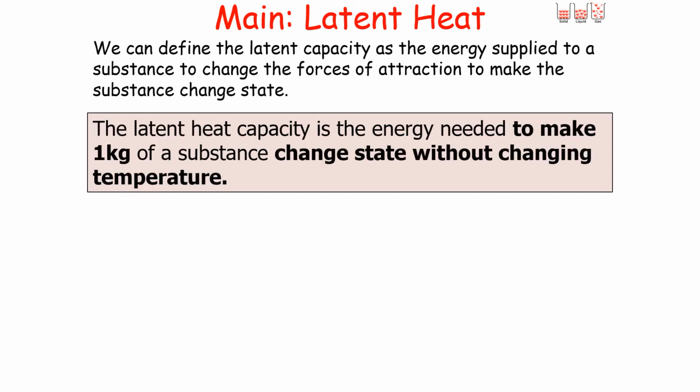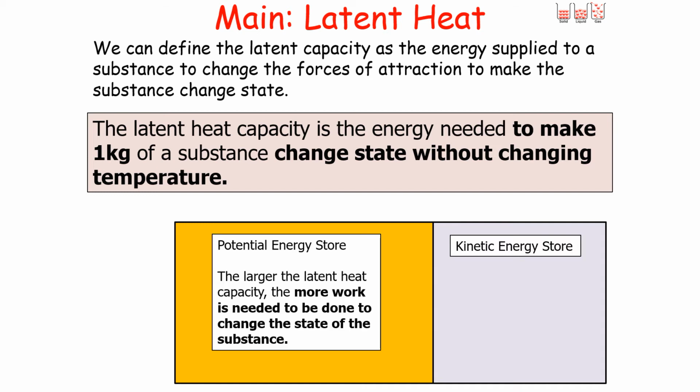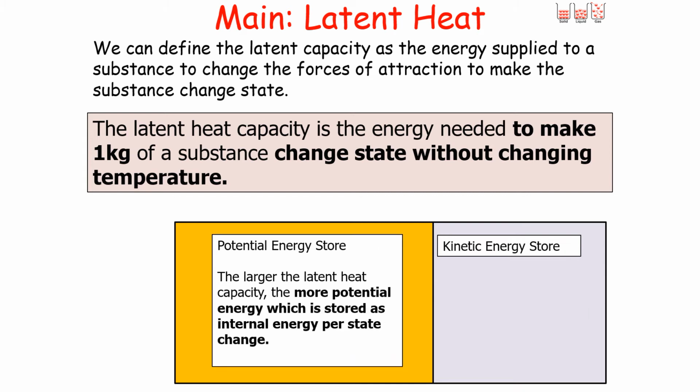So just to clarify, we define the latent heat as the energy supplied to a substance to change the forces of attraction to make the substance change state. So the specific latent heat capacity is the energy needed to make 1 kilogram of a substance change state without a change in temperature. So the latent heat is the link between the potential energy store change and the resultant change in state. So the larger the specific latent heat, the more work is needed to be done to change the state of a substance.